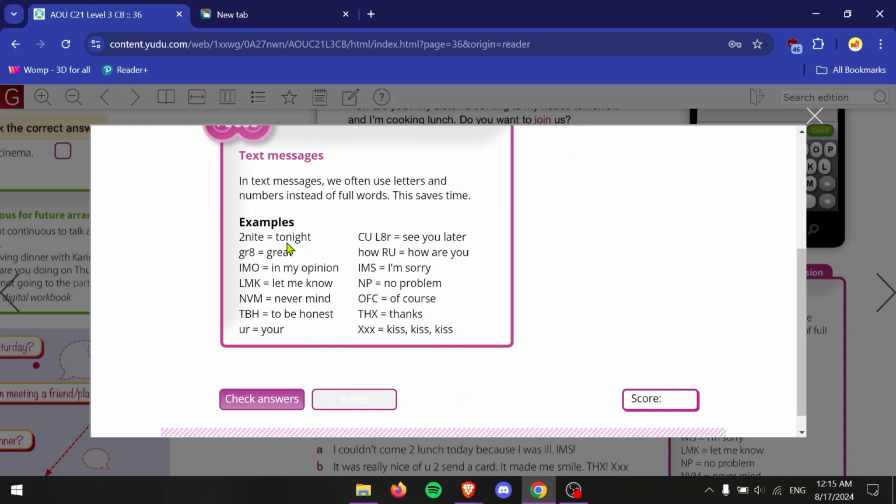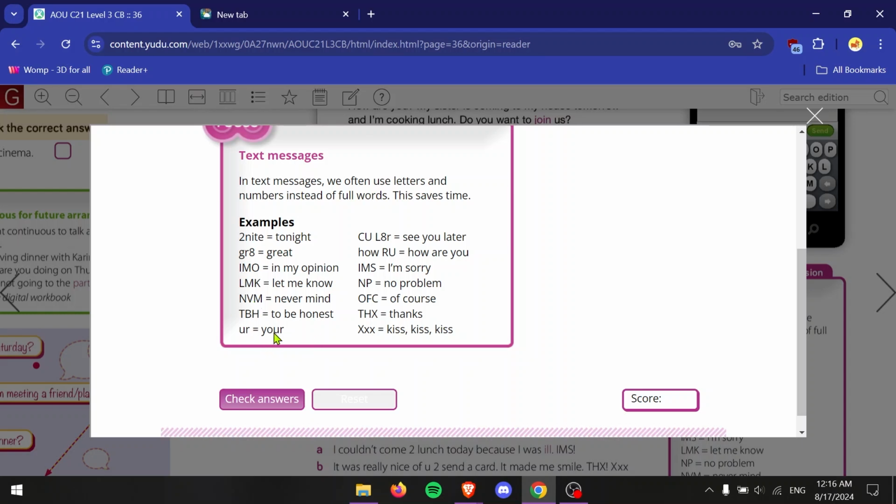Here we have 2night is tonight, obviously, but with a 2. Gr8 instead of great. IMO is in my opinion. I personally use this one. Let me know, again, I use this one as well. NVM, never mind. I use this one too. TBH is to be honest. Fun fact, I've actually used NVM IRL once, like instead of on text, which came across as very weird. So imagine you're telling someone never mind, but instead of saying never mind, you just say NVM. So I had fun explaining that.